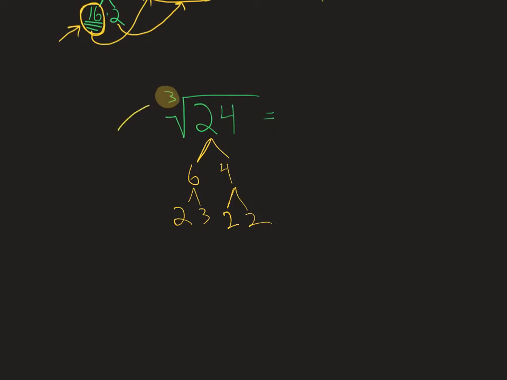But since we're taking a cube root, we need to have groups of 3 to pull something out. There they are, 2, 2, 2. If we want to put them back together, if that helps you think of it, 2 times 2 is 4 times 2 is 8. So 24, we could think of just 8 times 3.